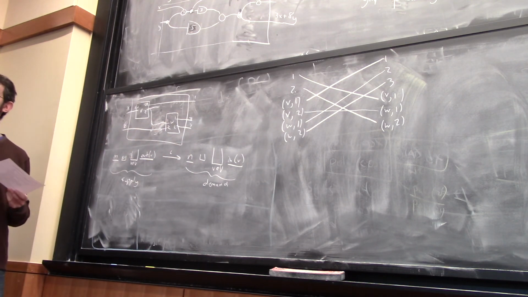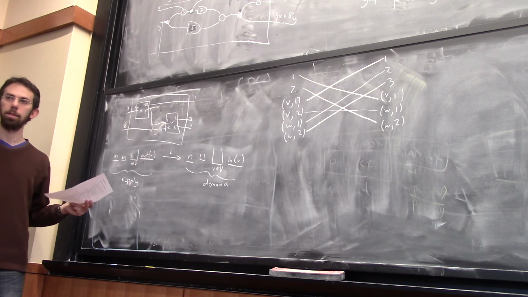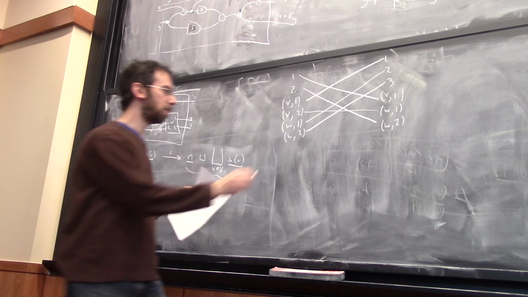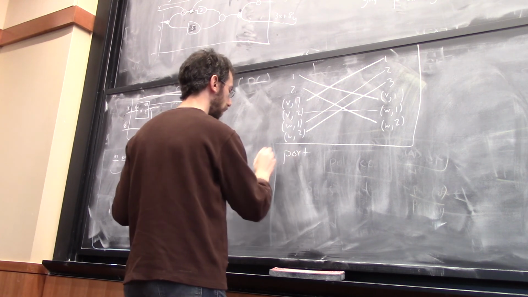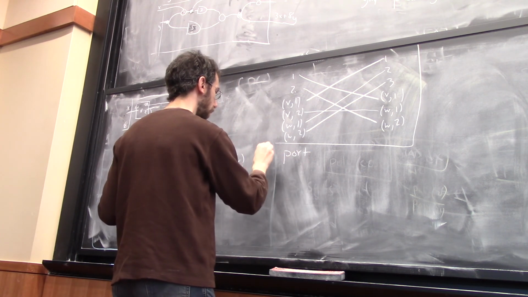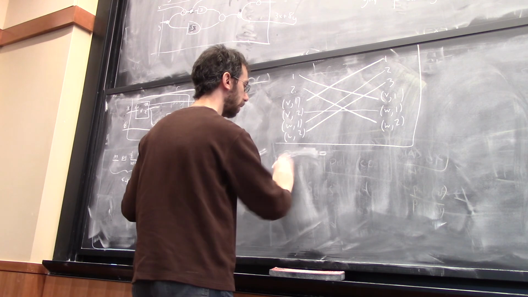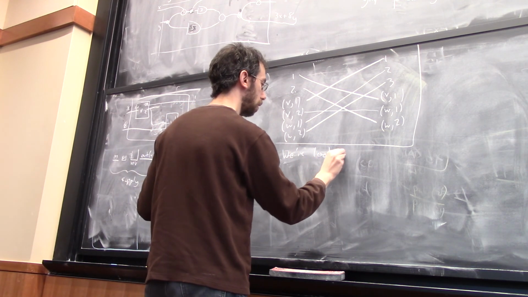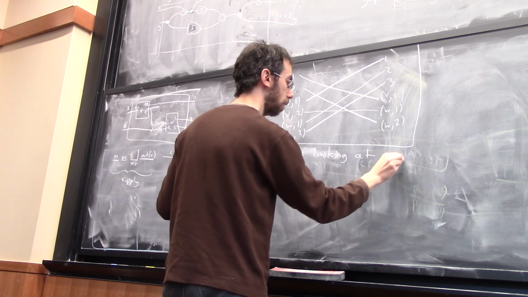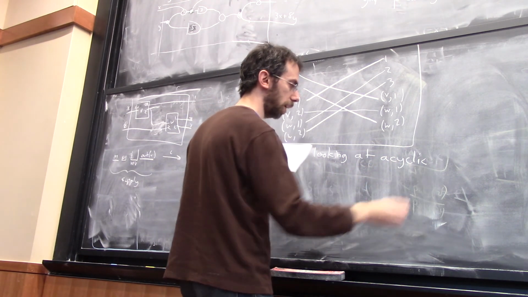Any questions? So that's a port graph. It has to be, I didn't say it, a port graph. So let's say we're looking at acyclic port graphs. Acyclic means no cycles.